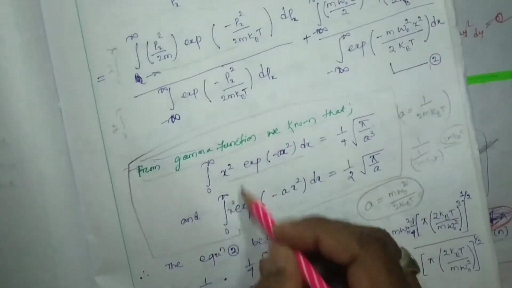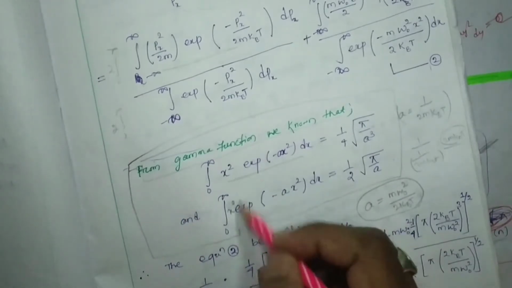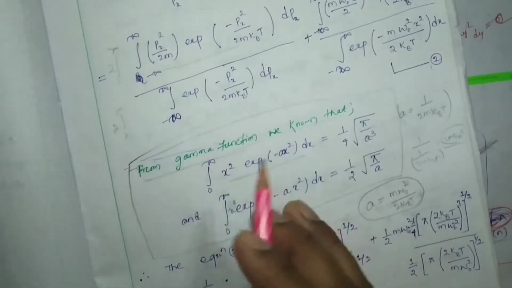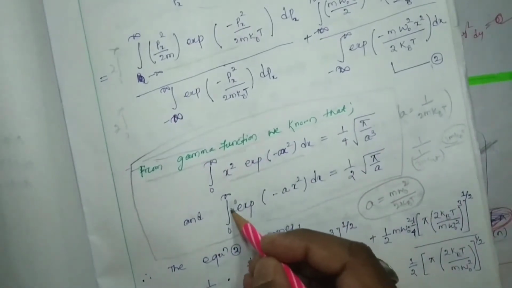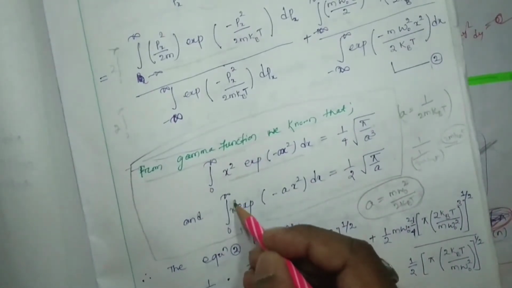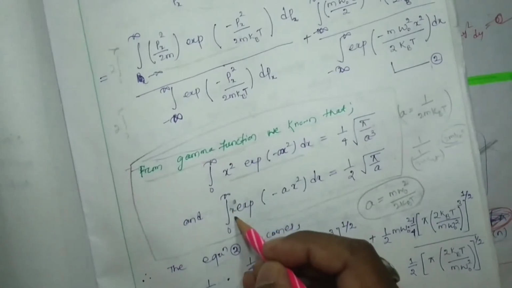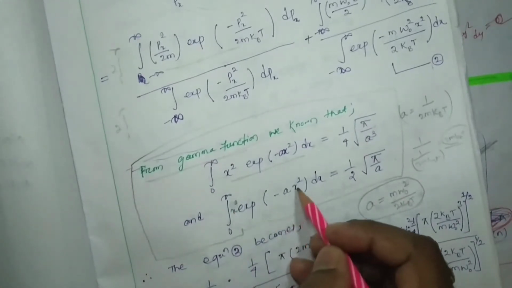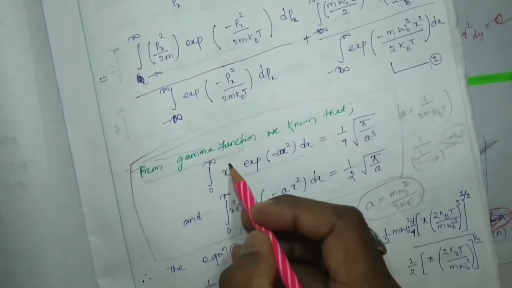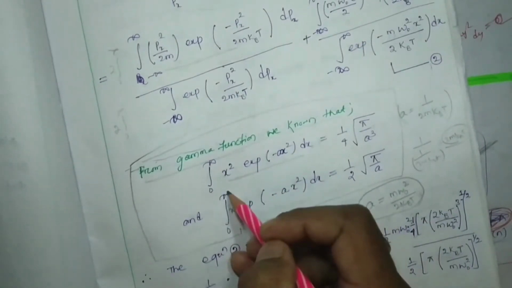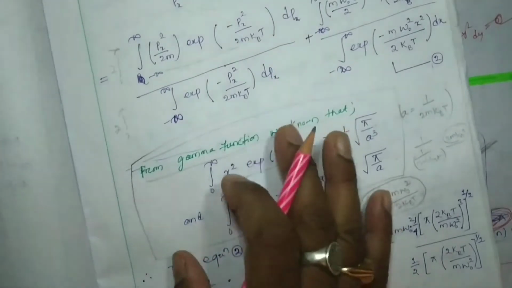Here, for the two values at that time I told you that you have to remember them by using the gamma function, and at that time I also told that I am going to do a separate video on this. Here x to the power 0 means 1. So 1 into exponent of minus a x square dx is there. Okay, here x to the power 2 is there, 0 to infinity. This is our solid state physics.